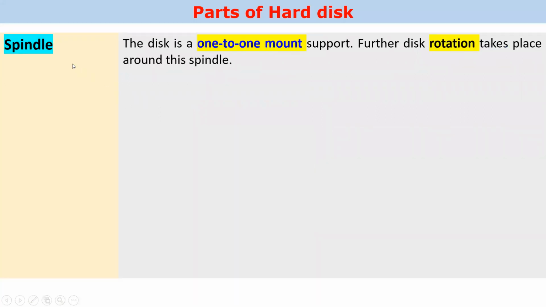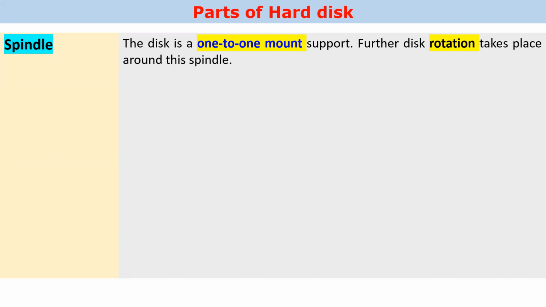Spindle. This is one-to-one mount support. That means once you switch on the computer, it will start to activate your hard disk. Activating the hard disk means the platters start to rotate around the spindle.